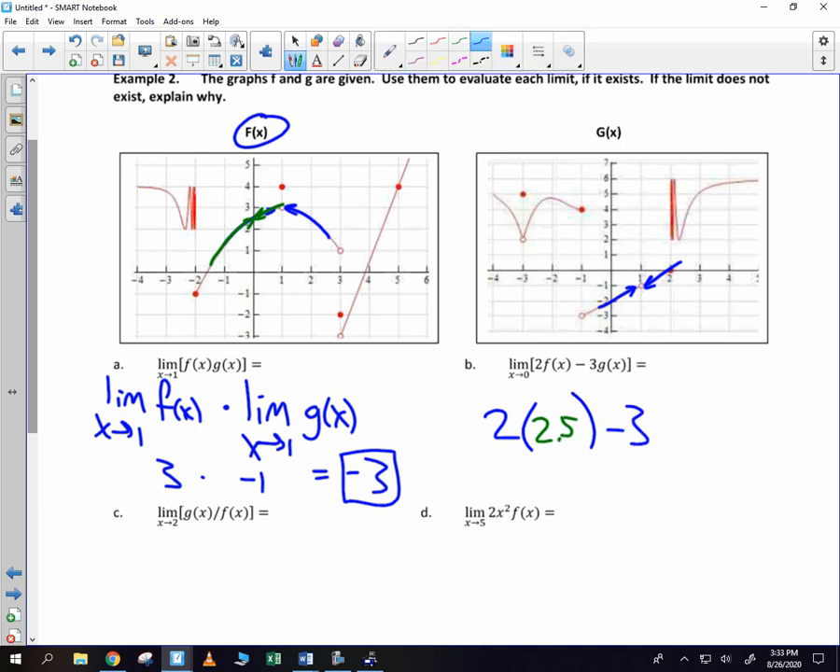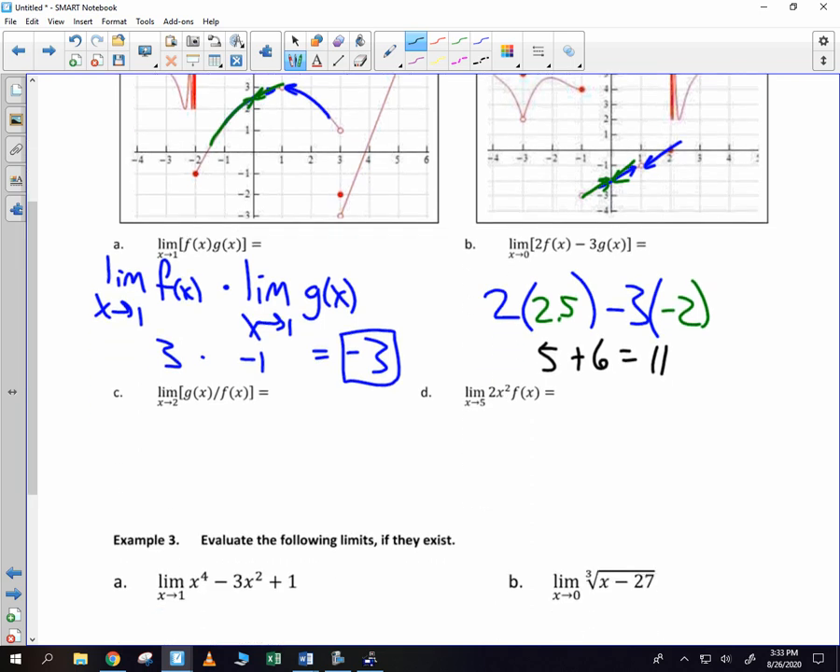Minus 3 times. For g of x, we'll approach 0, and it looks like you're approaching -2. So if you work that through, we get 5 plus 6 is 11.